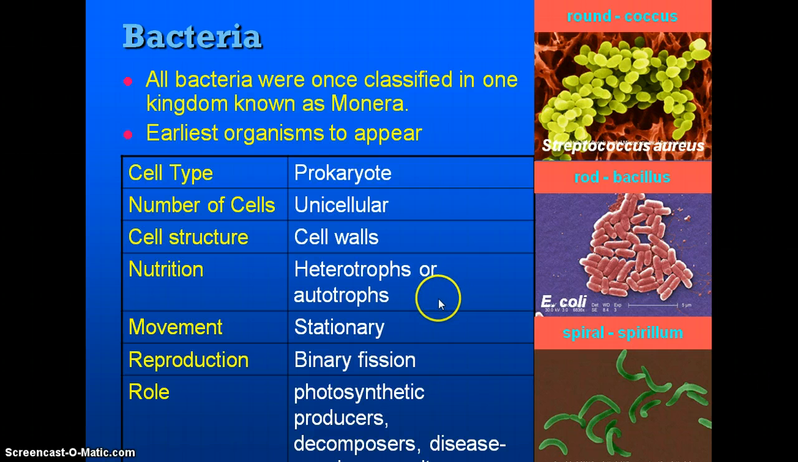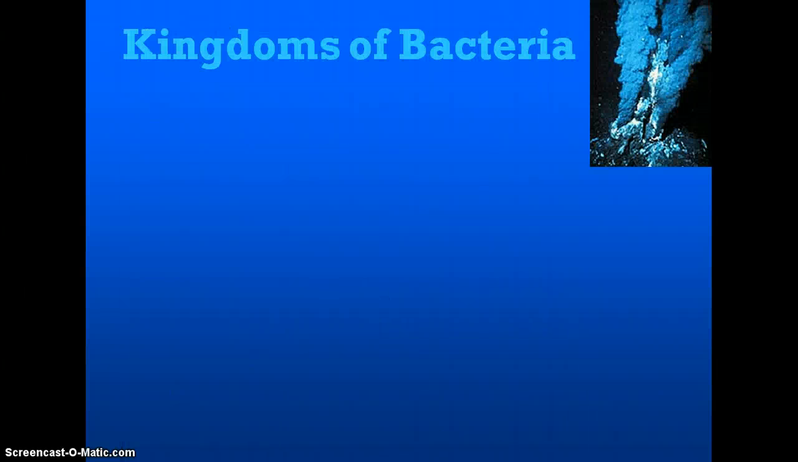Some are heterotrophs, some are autotrophs. They are stationary. They do not swim around on their own. They reproduce by binary fission, and some of them are producers by undergoing photosynthesis. Some are decomposers, and some of them are disease-causing. So we have Archaebacteria.